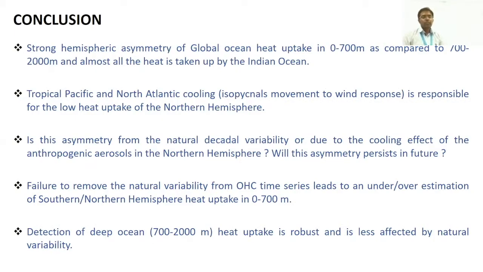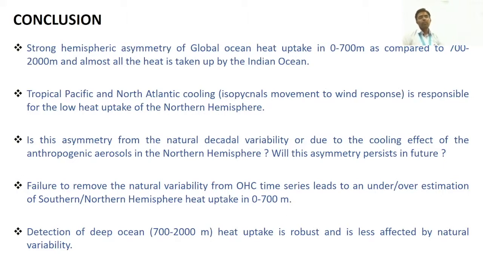So these are the conclusions from this talk. There is a strong hemispheric asymmetry in the upper 700 meters compared to 700 to 2000 meter, and almost all the heat is taken up by the Indian Ocean. This rise of heat in the Indian Ocean is compensated by the reduction of heat uptake in the Pacific Ocean and the Atlantic Ocean, and the tropical Pacific and North Atlantic cooling is responsible for the low heat uptake of the northern hemisphere.